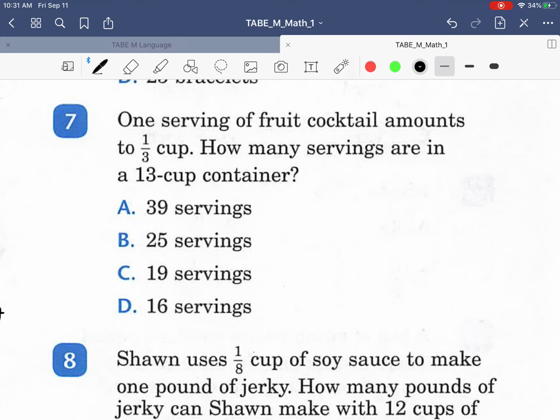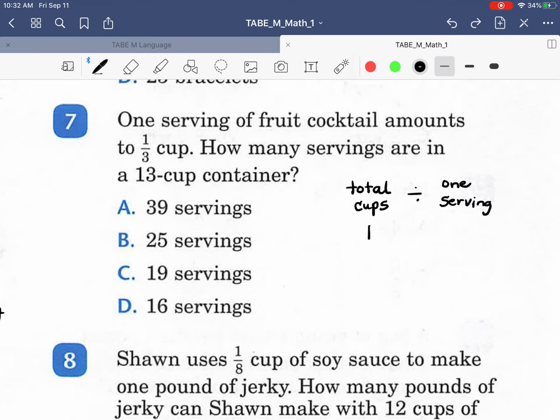Number 7. 1 serving of fruit cocktail amounts to 1/3 of a cup. How many servings are in a 13-cup container? So you take the total number of cups that you have. We're dividing that into 1 serving, or individual servings.